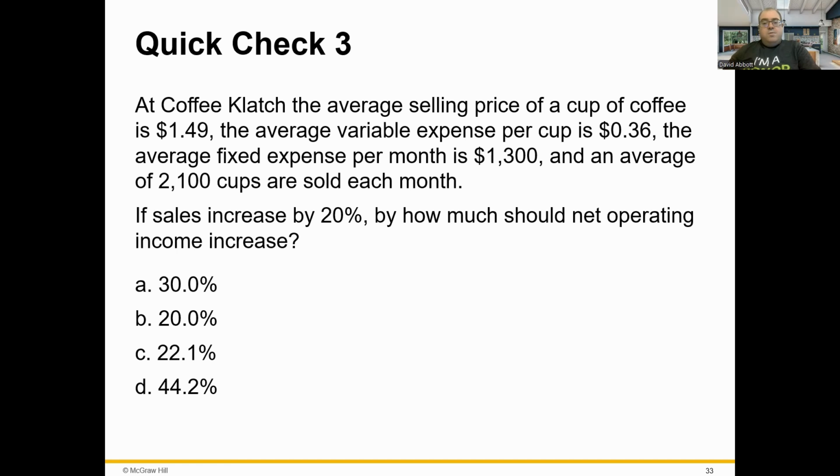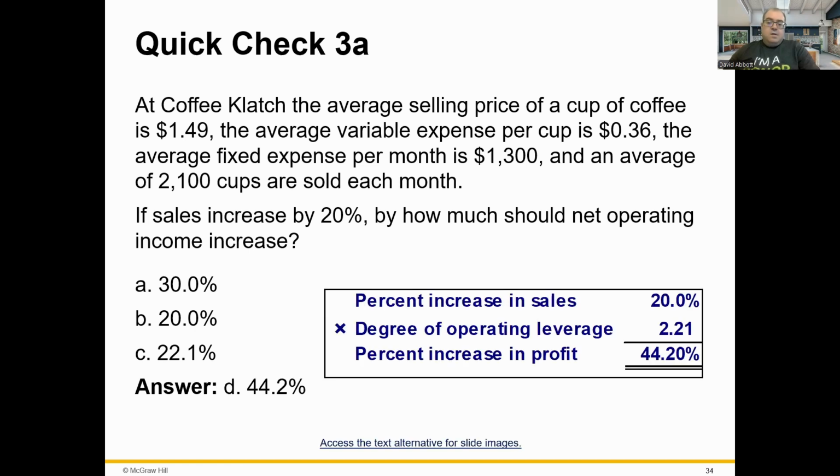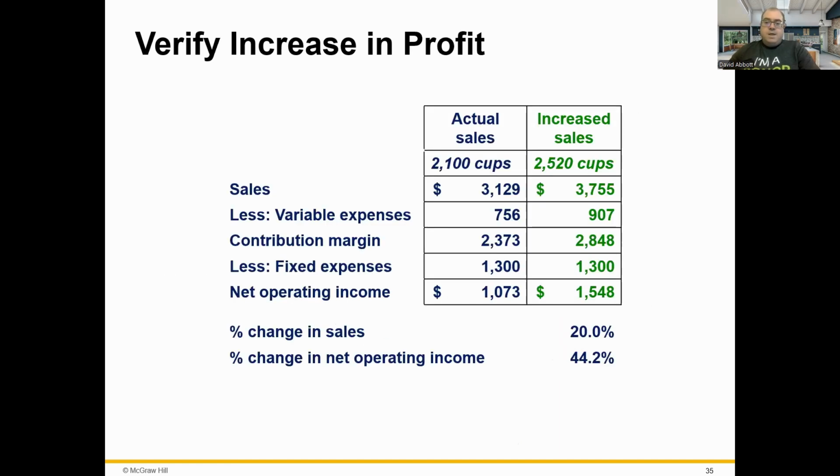And then also, if they were to increase their sales by 20%, then how much should net operating income increase? And we can do that by taking the increase in sales, 20%, times their degree of operating leverage, which is 2.21. They would increase their profit by 44.20%, which is the answer D. And then we can verify that in order to calculate it.